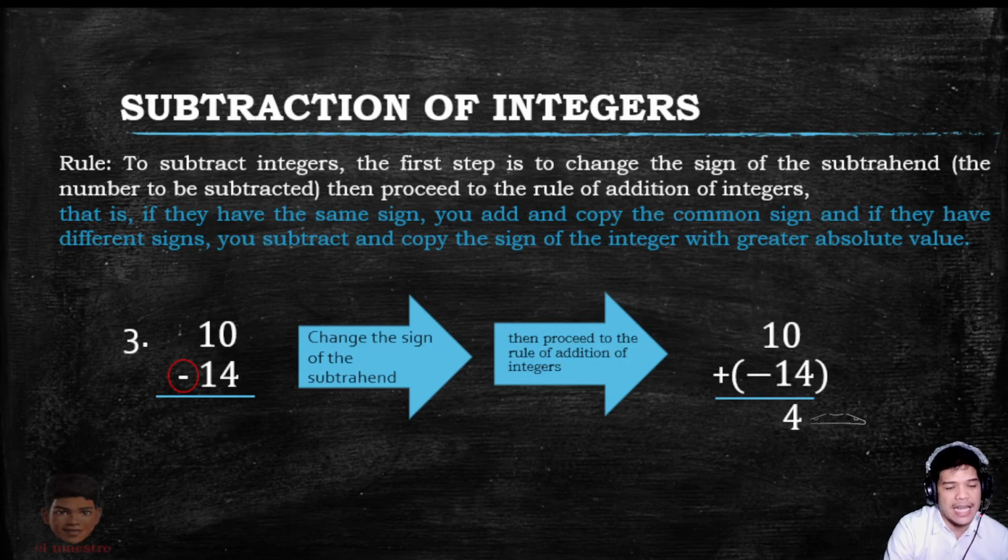Then, copy the sign of the greater absolute value. Ano yung mas malaki? 10 or 14? Absolute value. Okay, so that is negative 14. With regards to absolute value, if you have question what is an absolute value, again, we have a separate video of that. Okay, I'll post that on the description link. Okay, para ma-review nyo what is an absolute value.